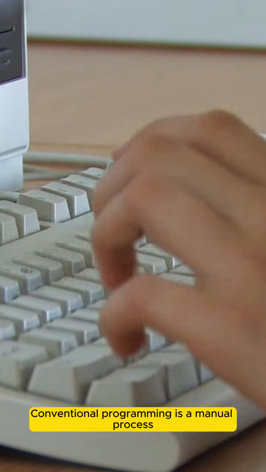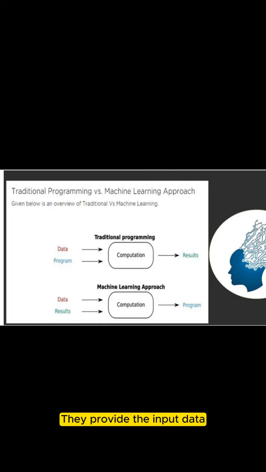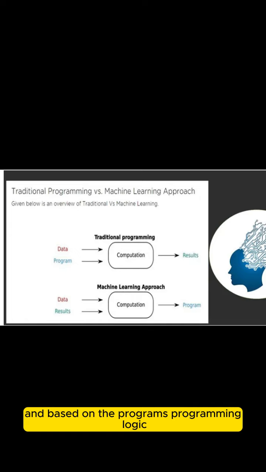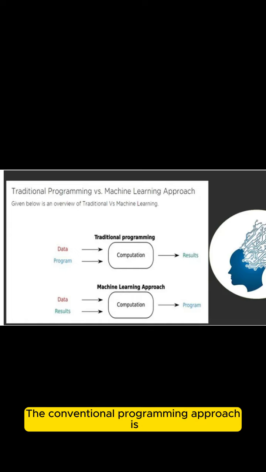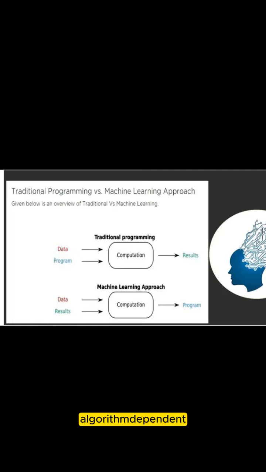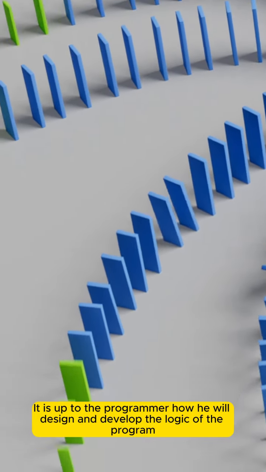Conventional programming is a manual process, which means the programmer creates the logic of the program. They need to code the rules and write lines of code manually. They provide the input data, and based on the program's logic, it produces the desired output. The conventional programming approach is algorithm dependent, and for a program, multiple algorithms can work. It is up to the programmer how he will design and develop the logic of the program.